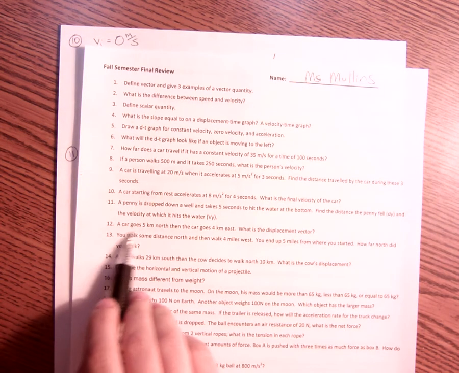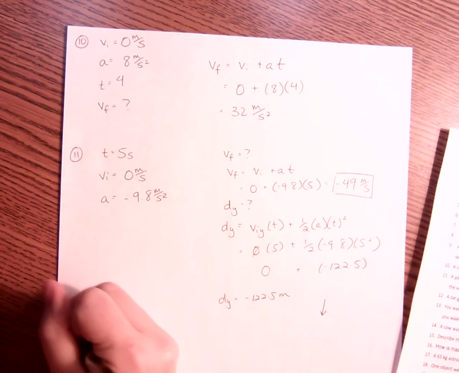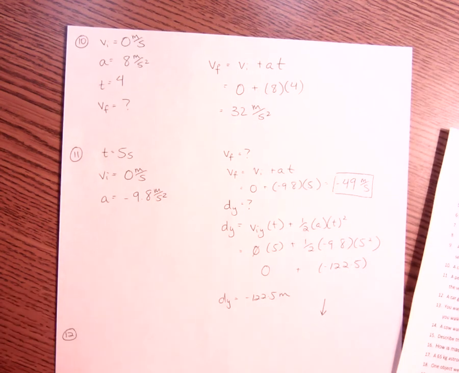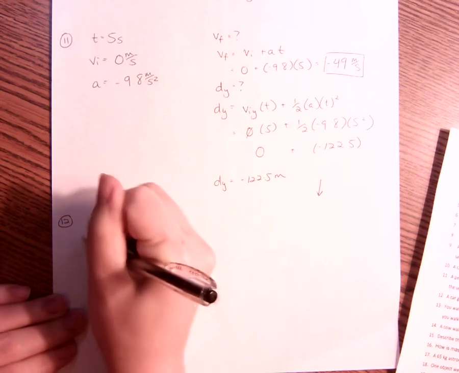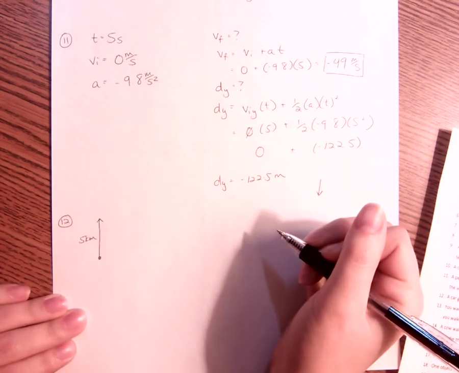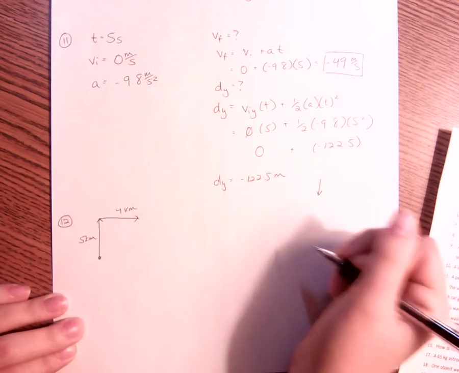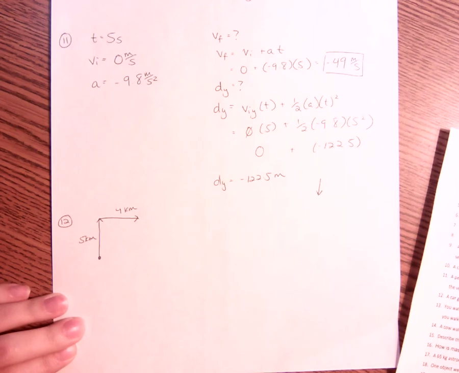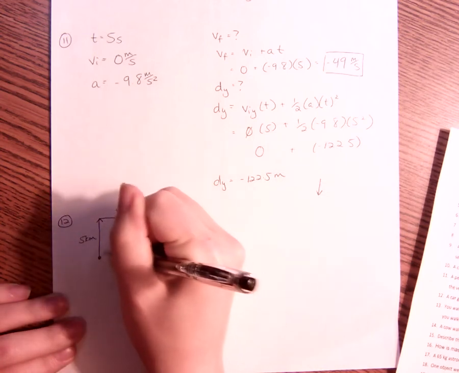All right, number 12. A car goes 5 kilometers north, then the car goes 4 kilometers east. What is the displacement vector? Always draw pictures on these. It will help you figure out what's going on. So here's my car. It's a little point. It goes 5 kilometers north, and then 4 kilometers east. The question says, what is the displacement vector? Another way of saying that is, how far are you from where you started?